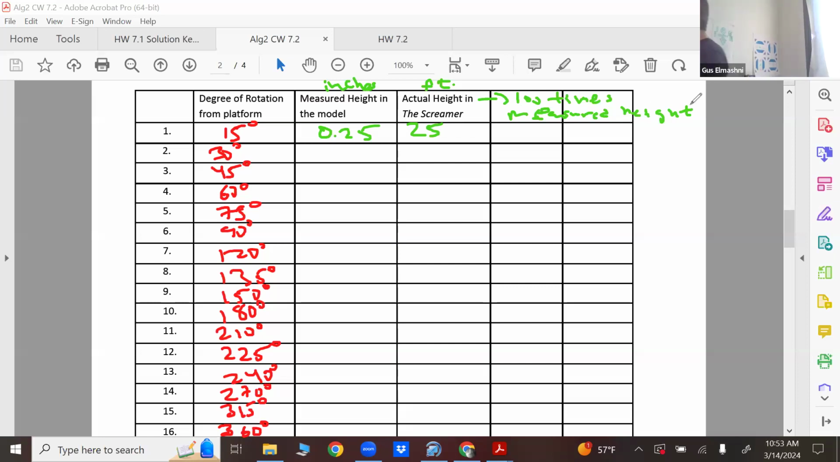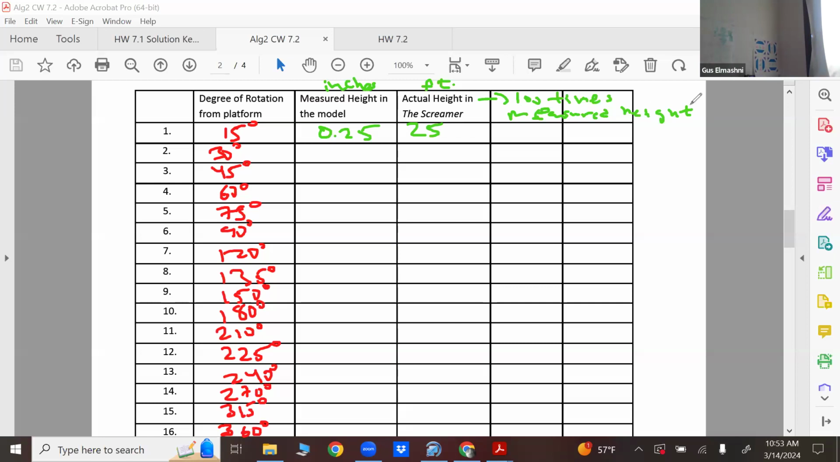Okie dokie. So 30 degrees. How do we find that? Oh, because we're assuming this is 100 feet in actual, so it's just a ratio. That's all. Because right now the measurement is 1 inch.